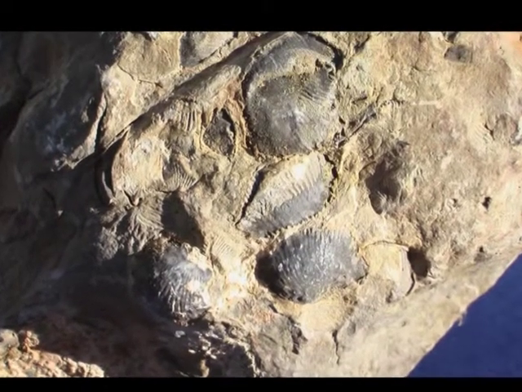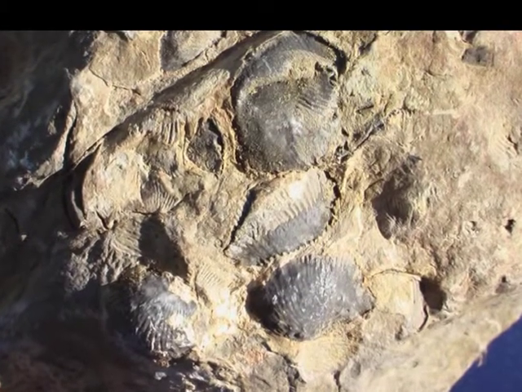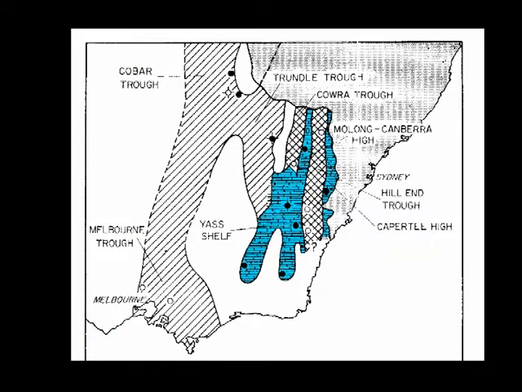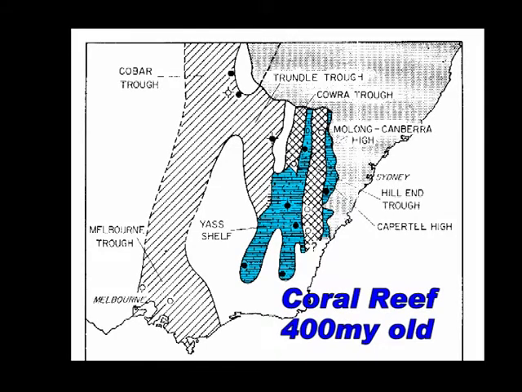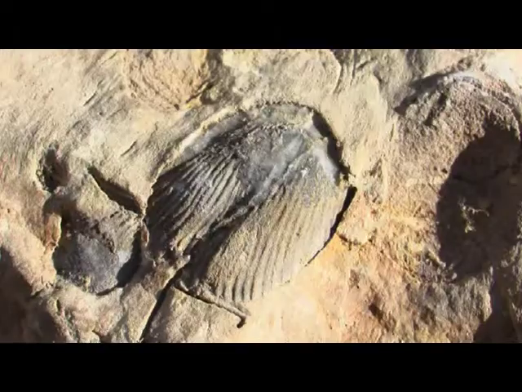Once sea animals began making hard calcium carbonate shells, limestone reefs began to form. In New South Wales, there was a barrier reef extending from Yass in the south to Jenolan in the north during the Silurian and Devonian geological periods around 400 million years ago. These are some fossils from the Yass area.